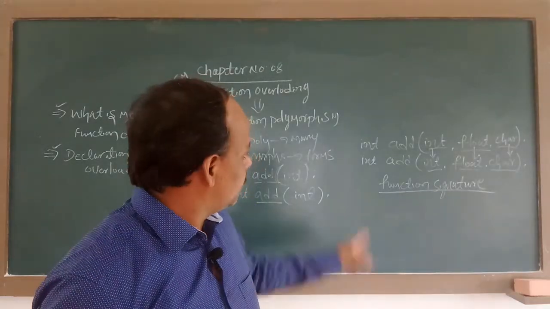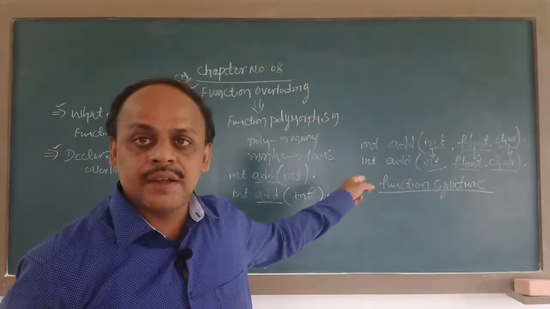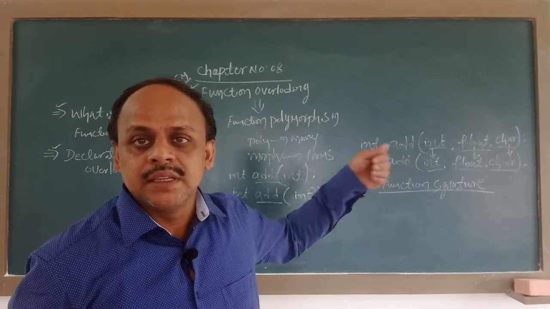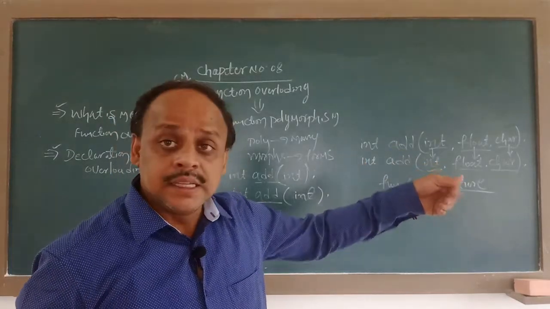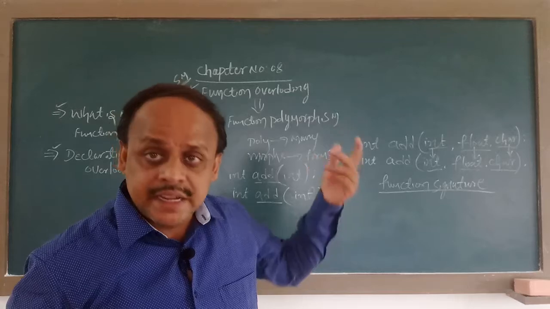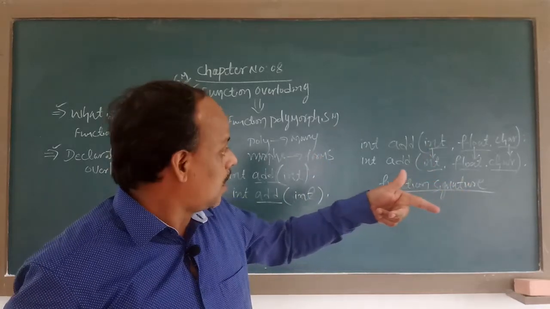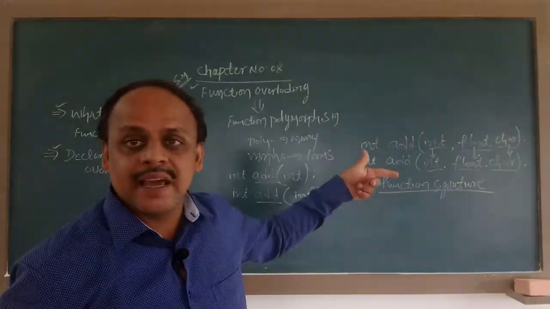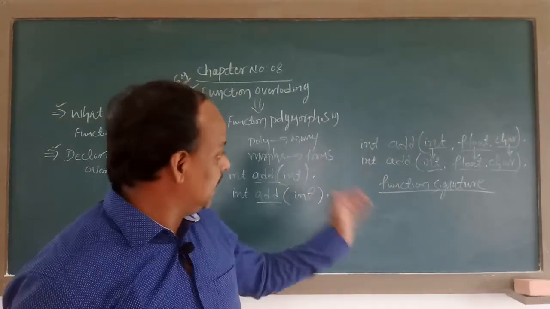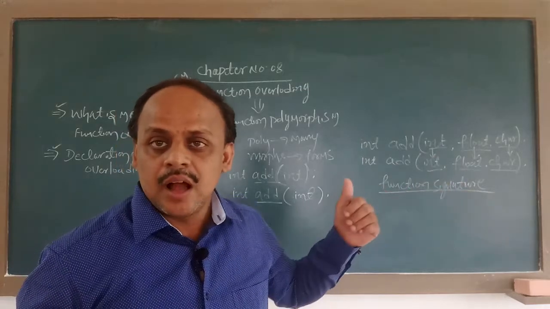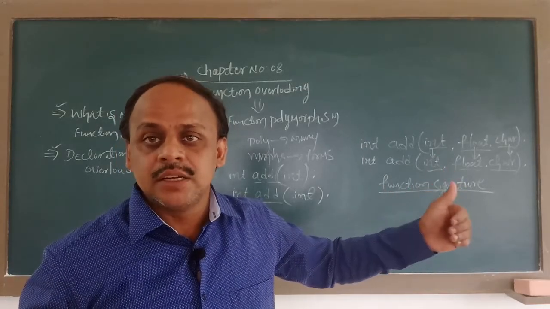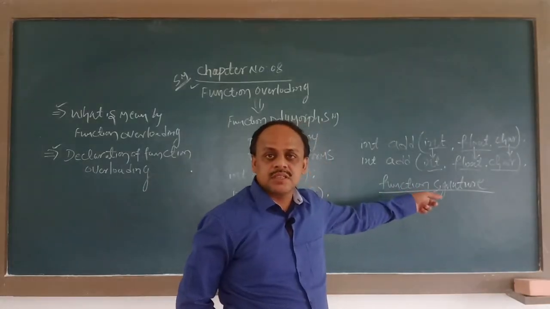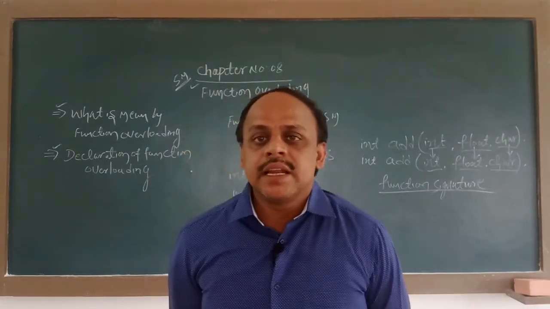For example, the first function name is add, the second function name is add. The first function contains 3 arguments or parameters in the order int, float, char. The second function name is also add. It also contains a parameter list in the same order as the first one: int, float, char. So here the argument list is matched, right? So this is called function signature.